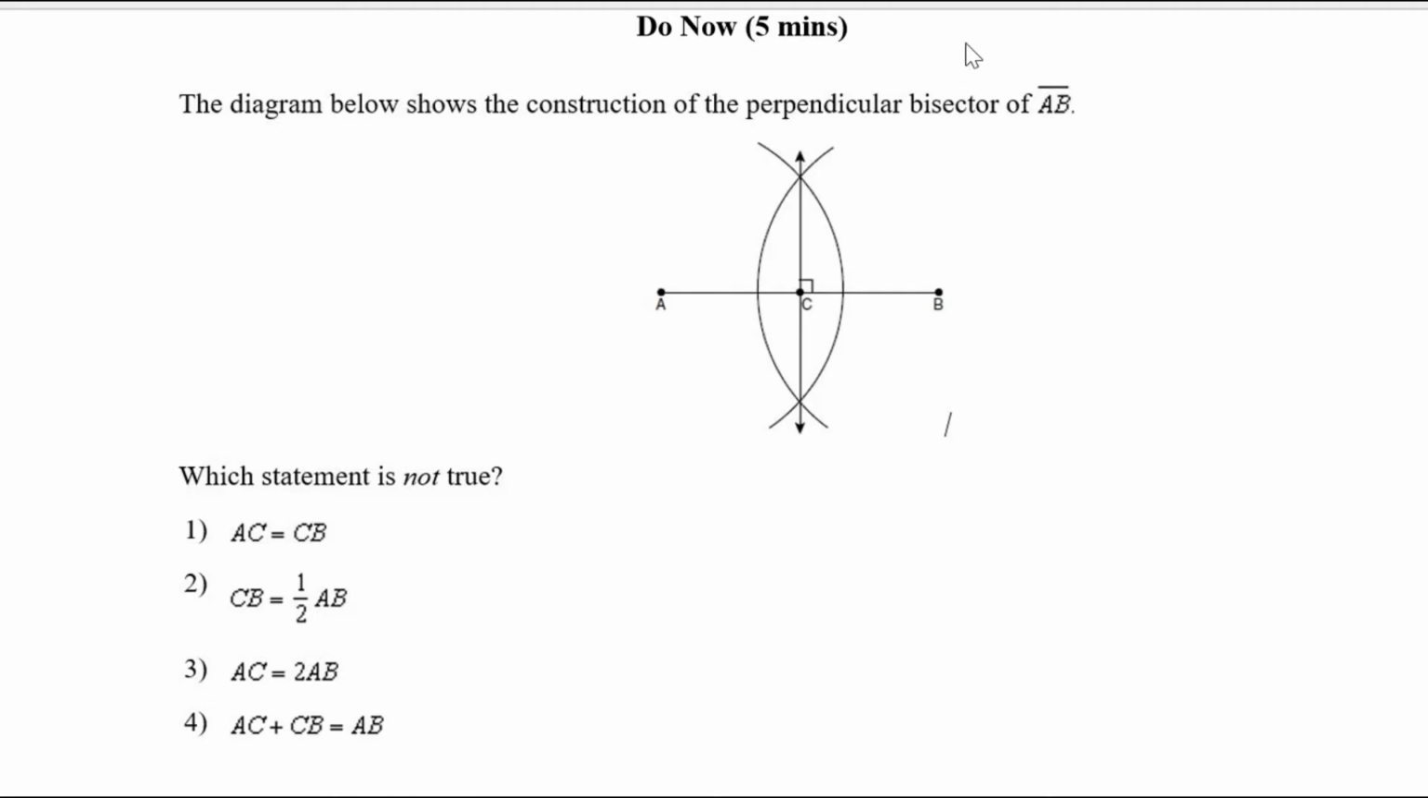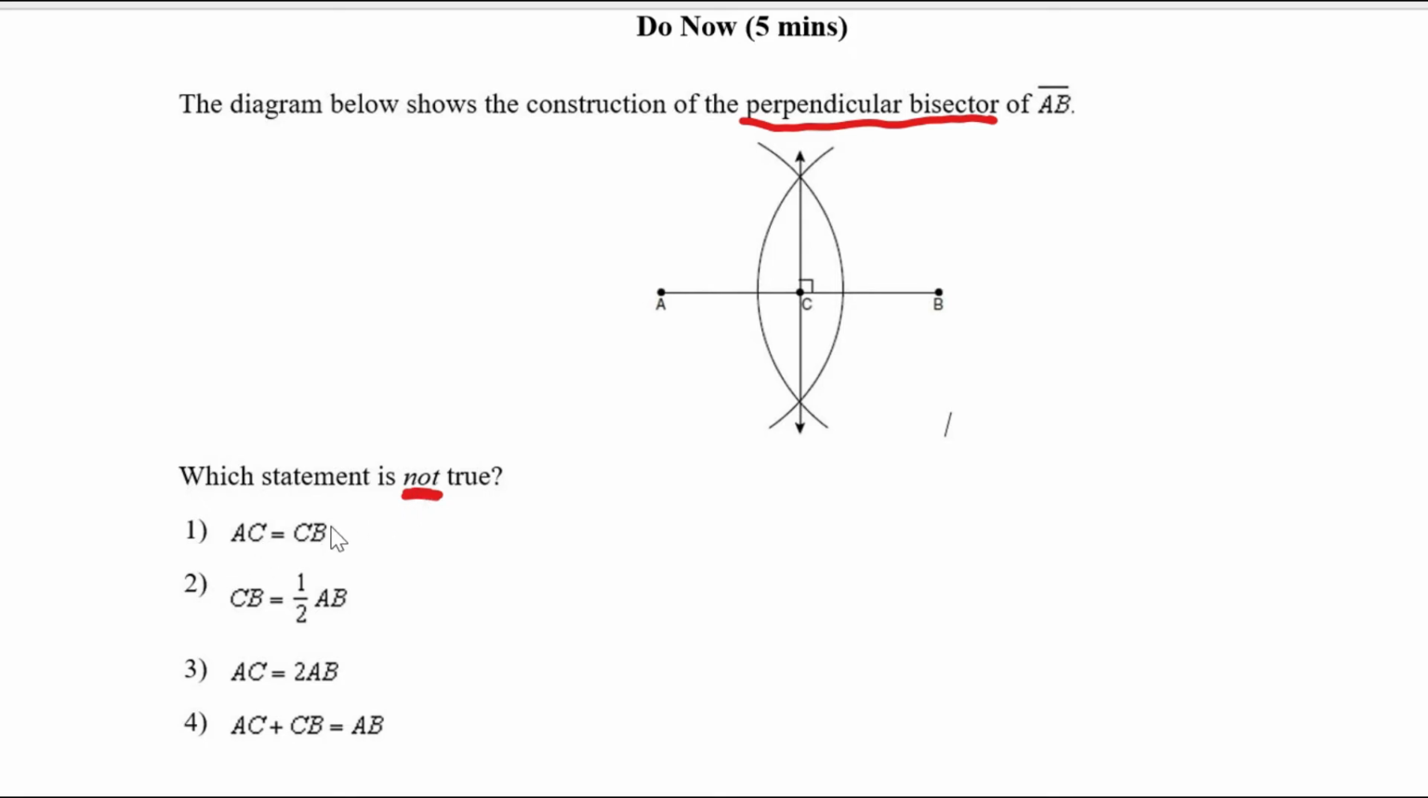Okay, so the first question you have to ask yourself: what does a perpendicular bisector do? It does two things. It splits the line segment into two equal parts and it forms 90-degree angles. And this question states, which statement is not true. Be careful of the "not" questions, because we're looking for the statement that's true. One of them is going to be false.